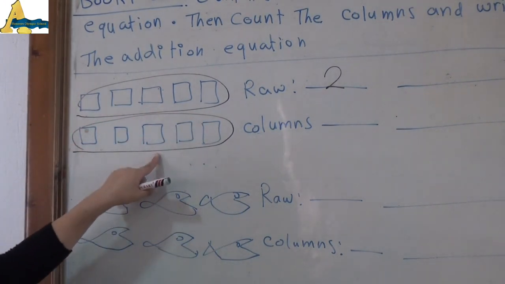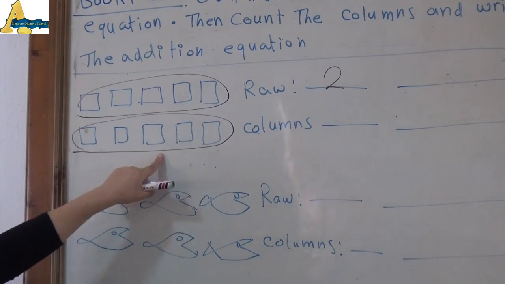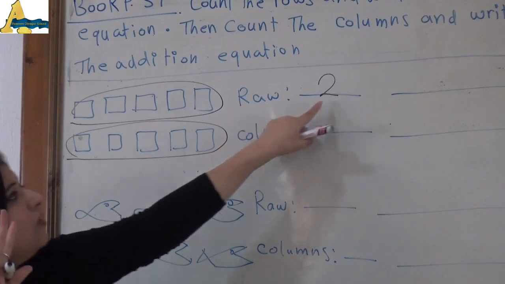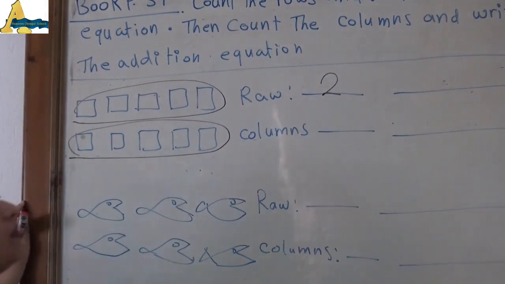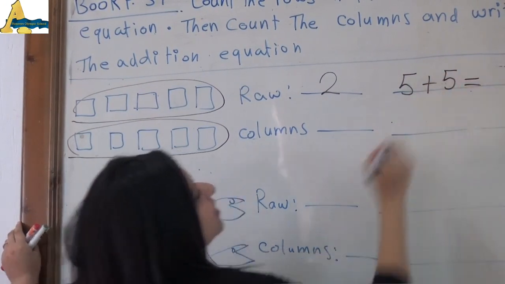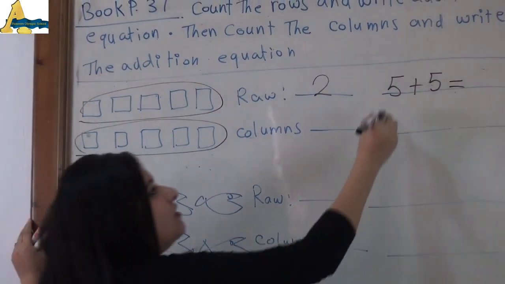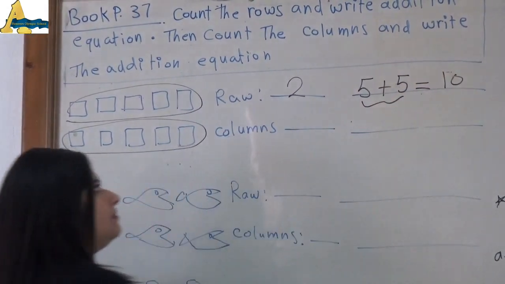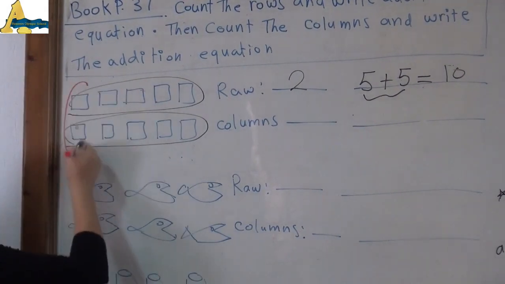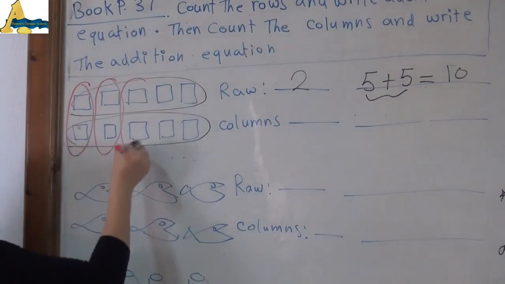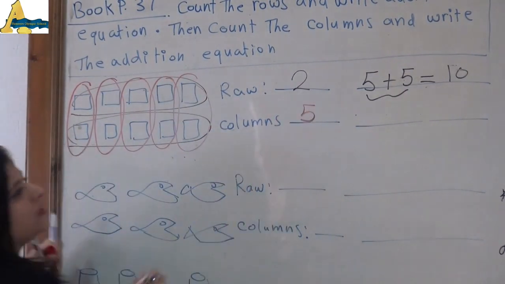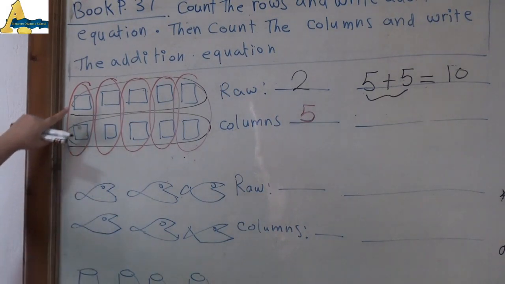Here I have 2 rows, and in each row I have 5 squares. This means that 5 is going to be repeated 2 times. I'm going to repeat 5 by addition. So it means 5 plus 5. 5 plus 5, it will be double 5, 10. Let's do it by the column. How many columns do I have here? 1, 2, 3, 4, 5. I have 5 columns.